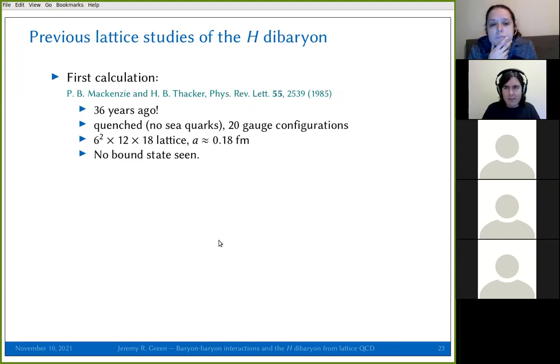Okay, so now getting to the H-dibaryon. It's something that people have studied for quite a long time in the lattice. The first calculation was as old as I am, and by today's standards, of course, it's laughable, a 6 squared by 12 by 18 lattice. This is not what we do nowadays.